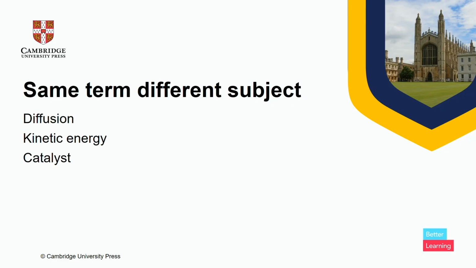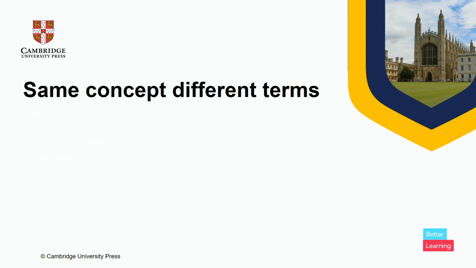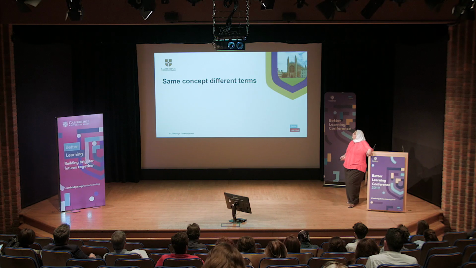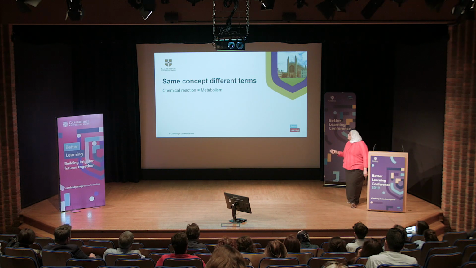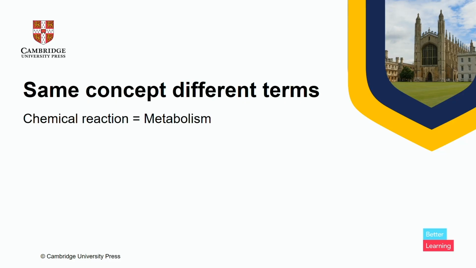Catalysts: they find catalysts in chemistry. We have biological catalysts in biology. So again, same term in different subjects. We also have same concepts, but different terms. For example, in chemistry, they call it a chemical reaction. In biology, we call it the chemical reactions occurring in the cell's metabolism.